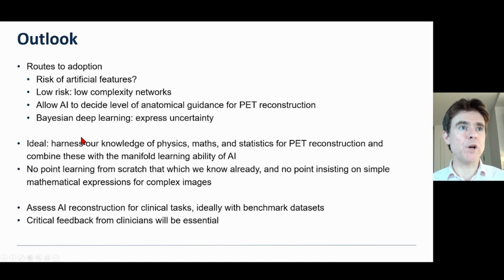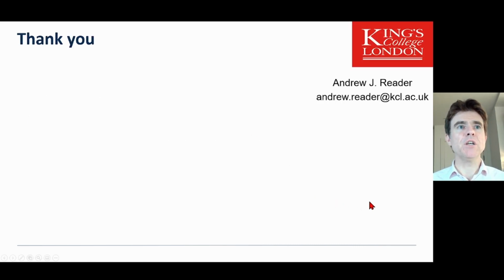But I think where we really need to go is Bayesian deep learning, where we express the uncertainty within each one of our medical images. And of course, the ideal, as talked about, is to use our knowledge of physics and maths and stats with the manifold learning ability of AI. And then finally, we're going to need clinical assessments of the reconstructed images, ideally with benchmark data sets.